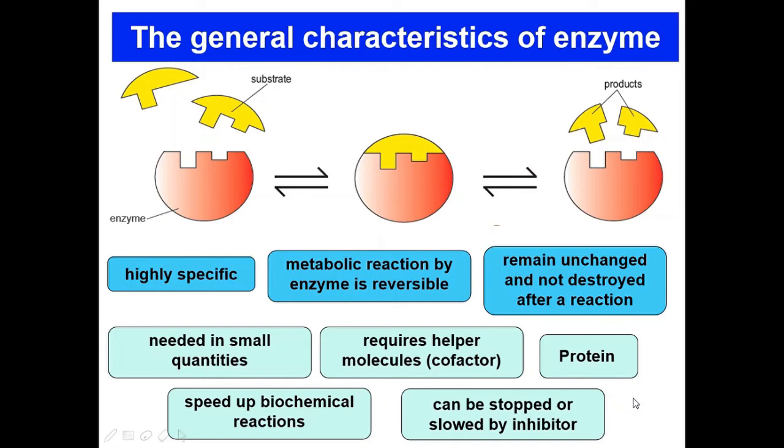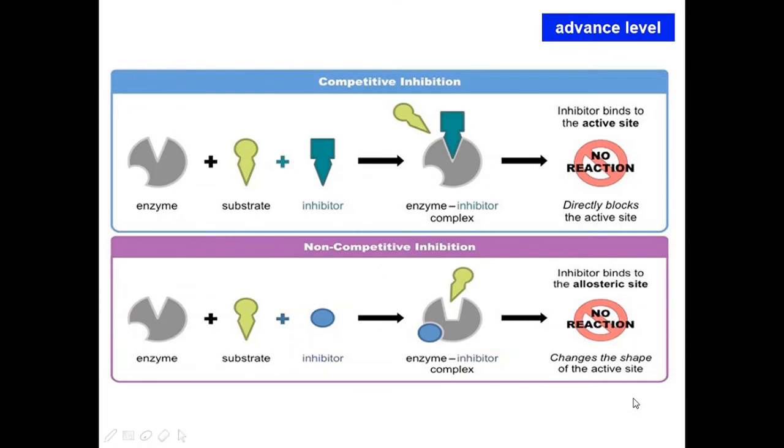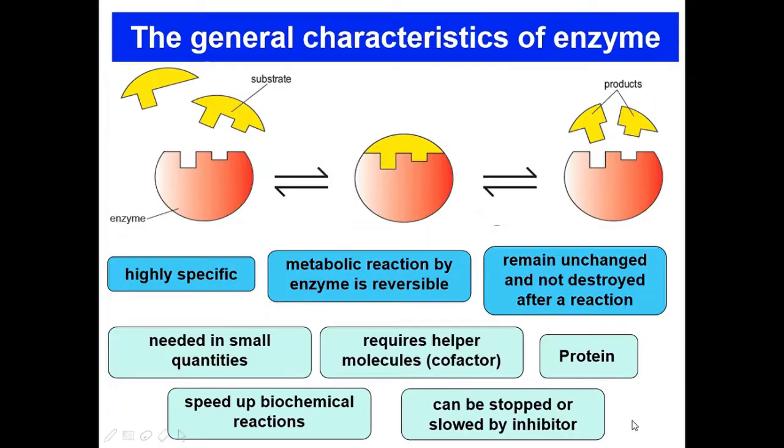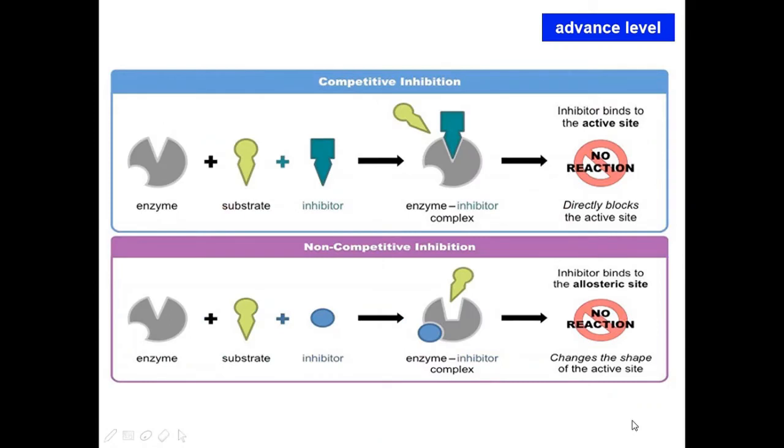Inhibitor ni adalah perencat yang menghalang enzim ni dari bekerja secara efisien. Contoh inhibitor are toxins, poisons, mercury, arsenic. Right? Okay, yang ni advanced level, is not in your syllabus, but it's good to share them with you. Alright? Inhibitor ni ada dua jenis, competitive and non-competitive.